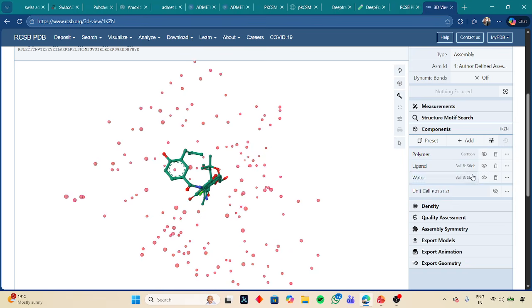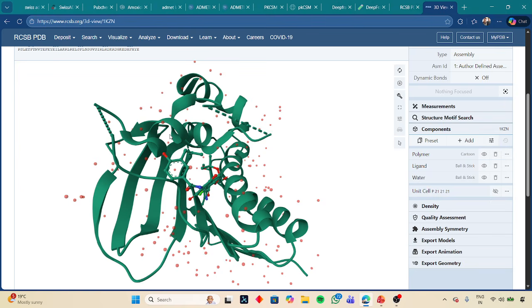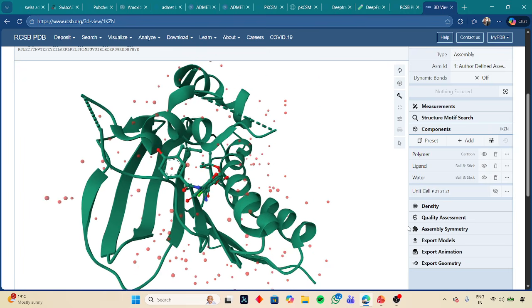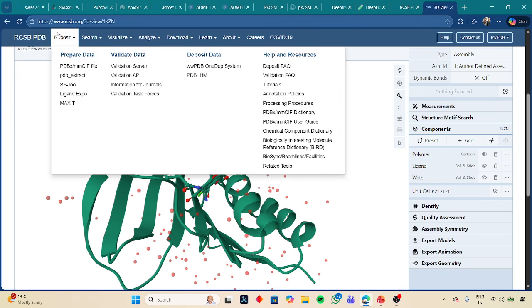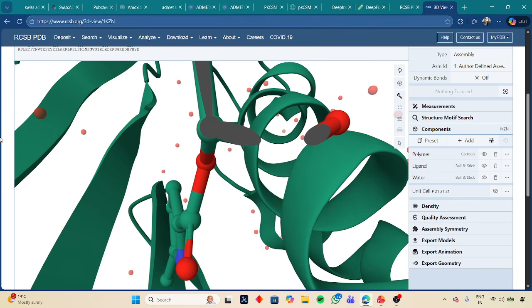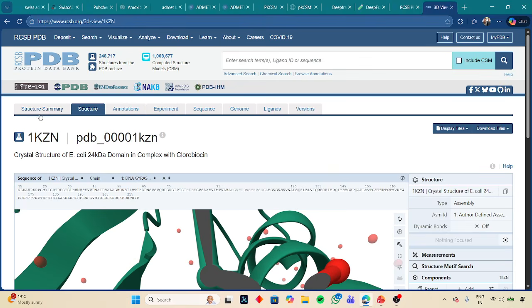All these things you can find out using the PDB. You can see that this is the receptor and this is the drug molecule present. I'm not going that deep. The main purpose is to study DeepFrag. So let's go to the structure summary.